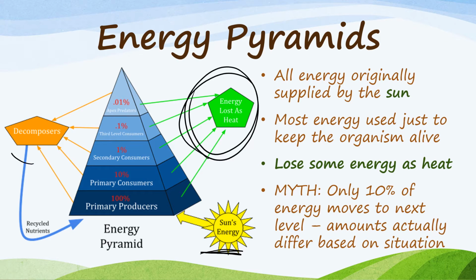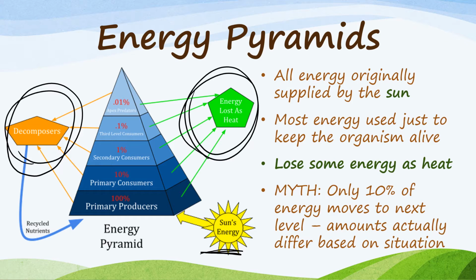And we have to include decomposers somehow. They're kind of on the outside of this pyramid, and they recycle the nutrients. They're not really part of energy. They get energy from all the other levels, but they don't put energy back in. They only put nutrients back in. Now, there are some numbers on this pyramid that I want to address.